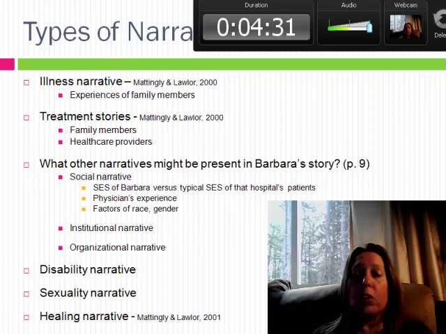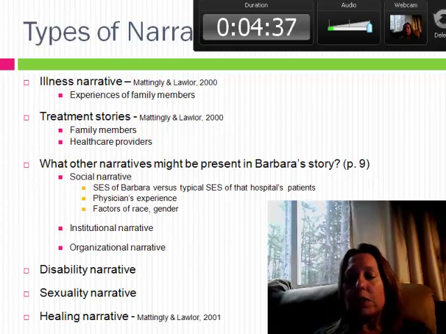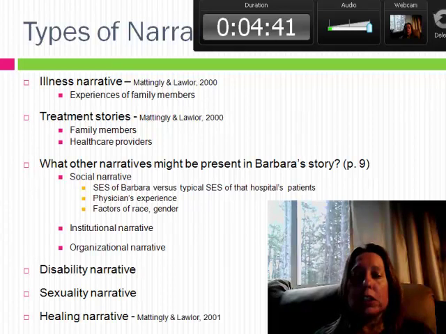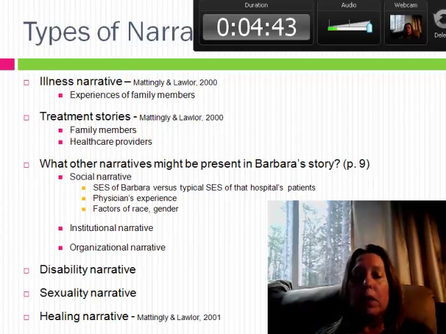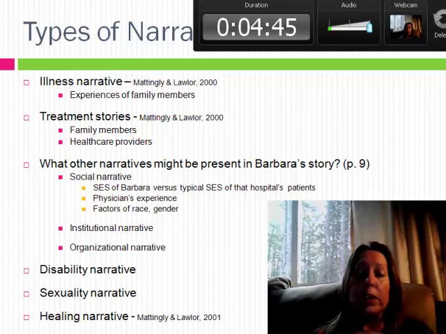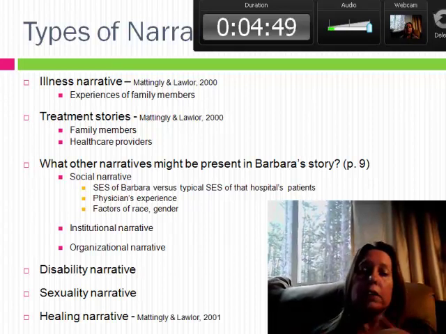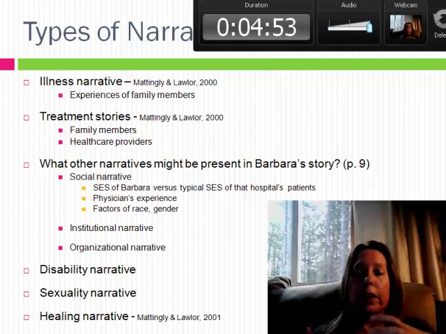Organizational narratives can change according to economic times, shifts in mission statements, those sorts of things. So these would be part of the physician's experience and maybe part of the narrative of people who greet Barbara as she enters the hospital at the door. So all of these narratives are interfacing to create the ultimate narrative that Barbara shares with us.